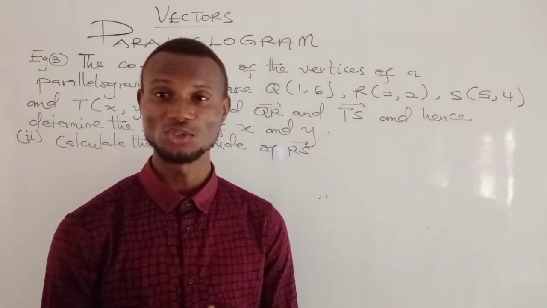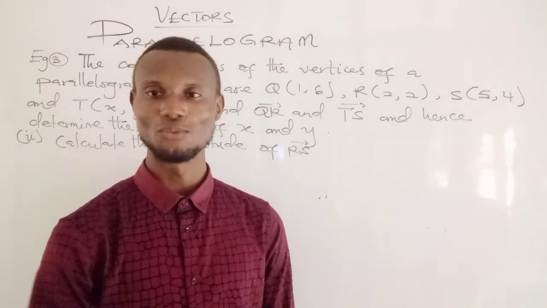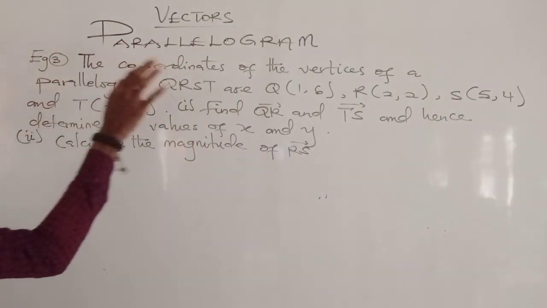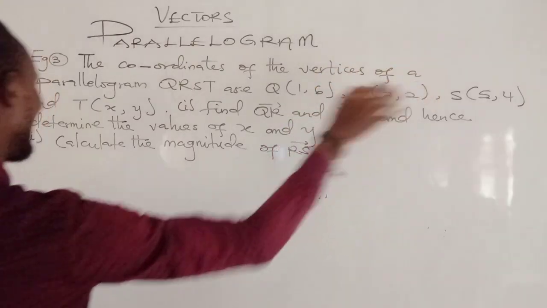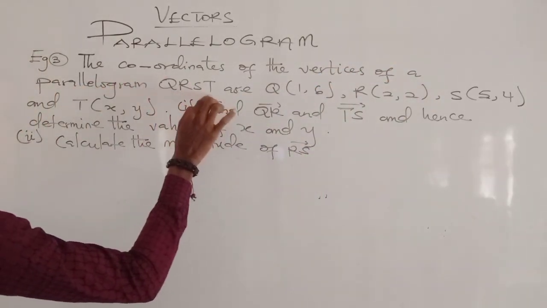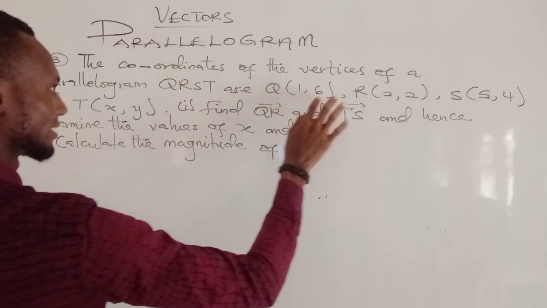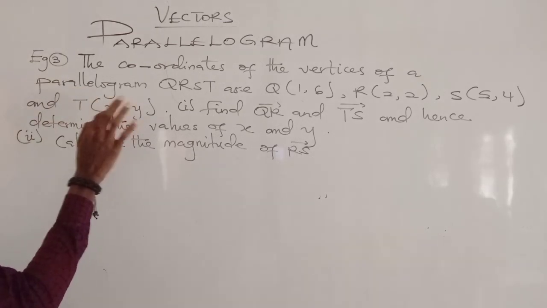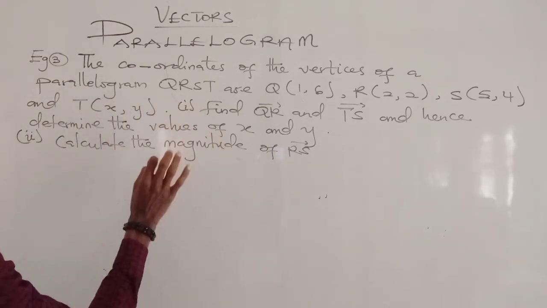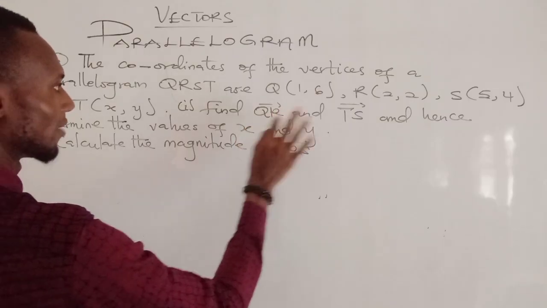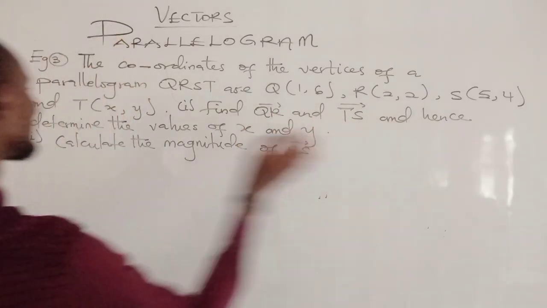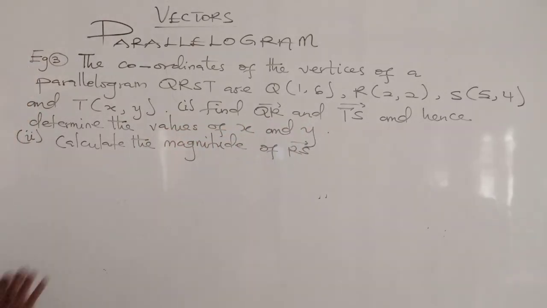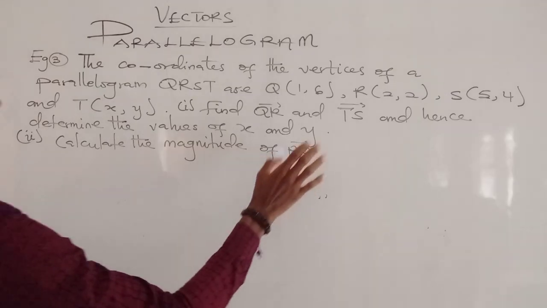I'm going to read it for the last time, then we'll proceed and solve it together. It says that the coordinates of the vertices of a parallelogram QRST are Q(1, 6), R(2, 2), S(5, 4), and T(x, y). The (i) part of the question says that we should find the vector QR and the vector TS, and hence determine the values of x and y. And the (ii) part says that calculate the magnitude of RS.